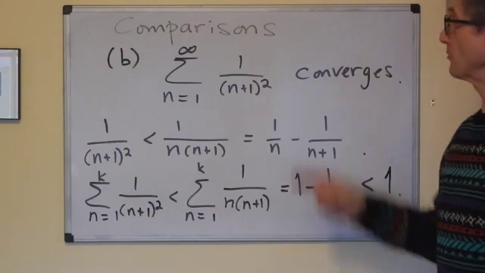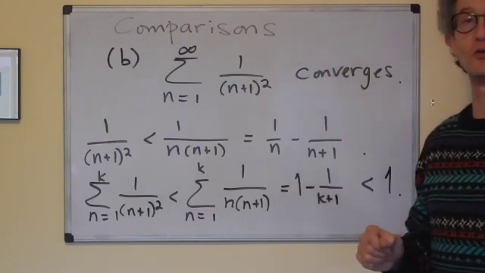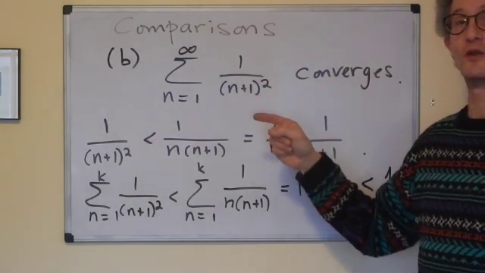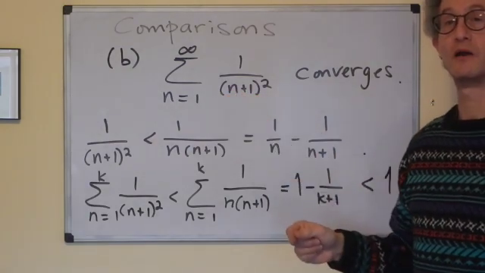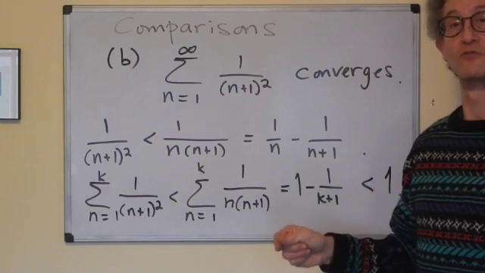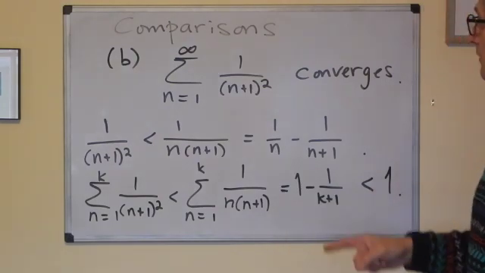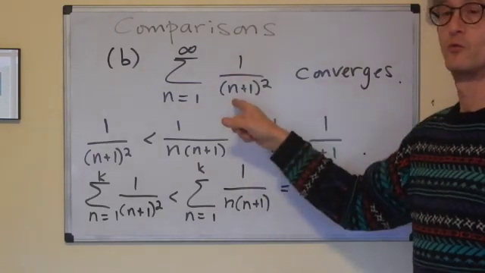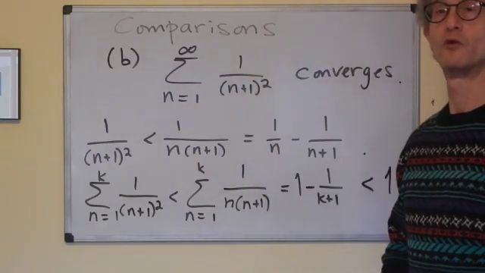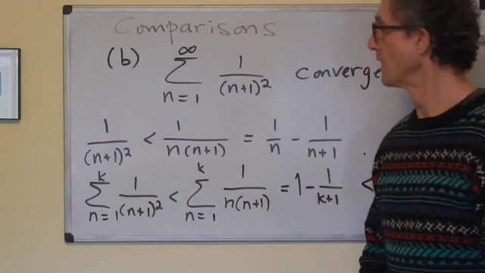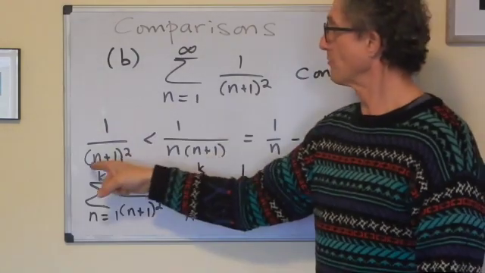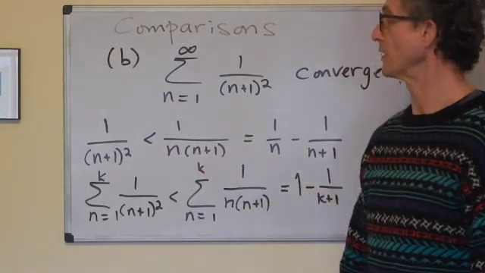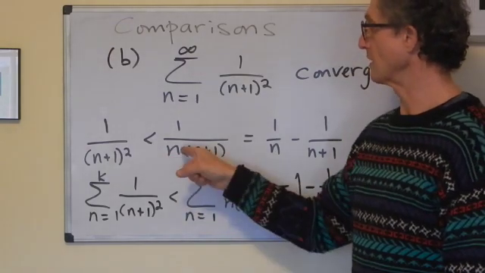In this example, we're using a comparison to show that a series converges. So we want to show that it's bounded by another sequence that actually converges. And so if we're looking at 1 over (n+1)², so this is 1/4, 1/9, etc. 1 over (n+1)² is less than 1 over n times (n+1), because we're making the denominator smaller.